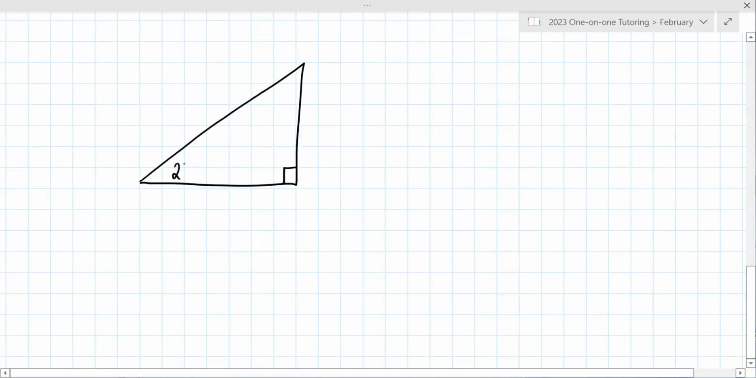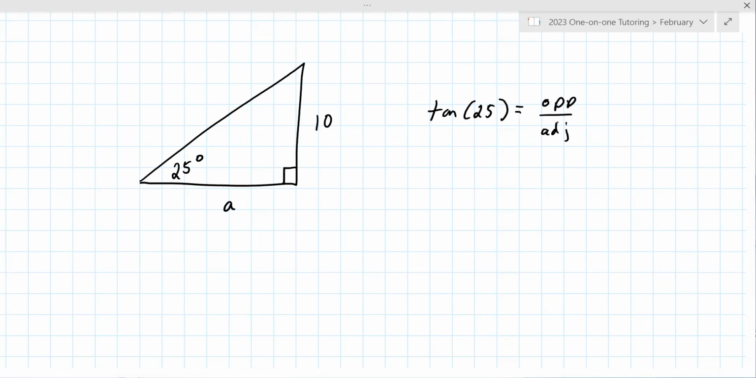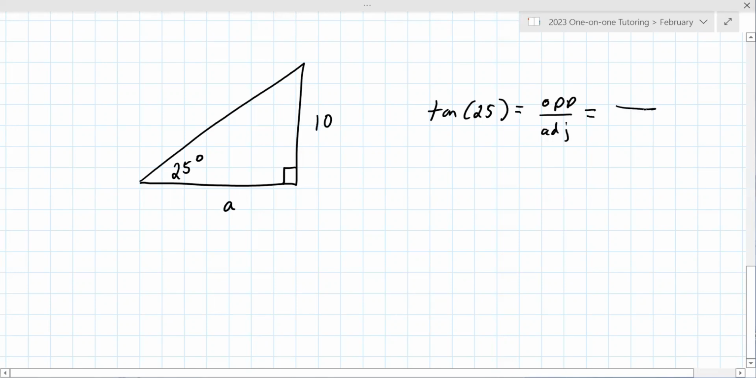Okay, so let's say that this is 25 degrees and this is 10, and we want to find A. The tangent of 25 is opposite over adjacent. The hypotenuse is not being shown in this. We don't need it, just the opposite and the adjacent. So what are the opposite and the adjacent?